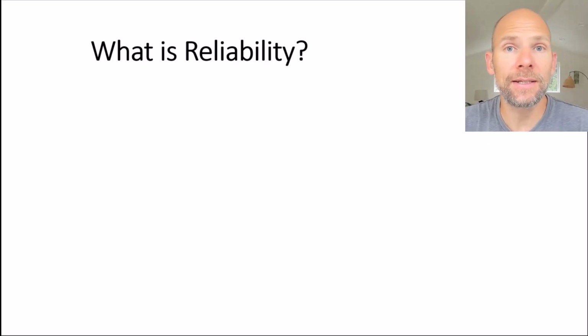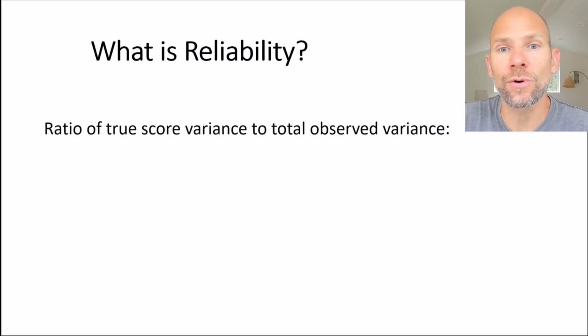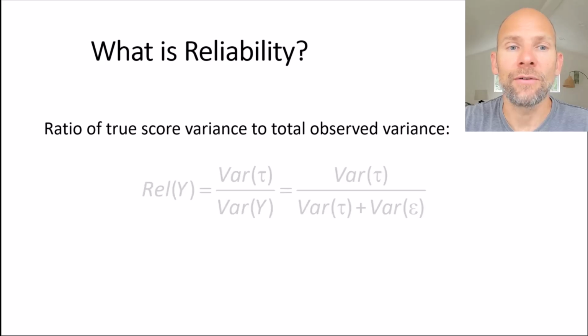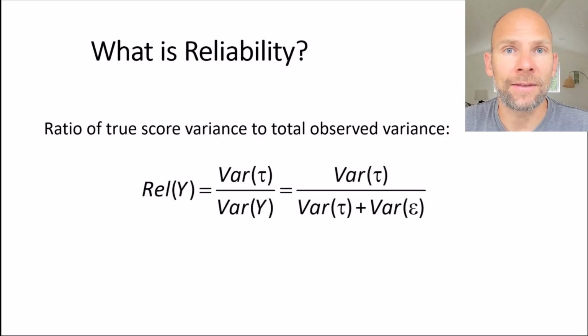Reliability is defined in classical test theory as the ratio of true score variance to total observed variance. In terms of a formula, we could write it like this. The reliability of an observed variable y would be the ratio of the variance of a true score variable tau divided by the variance of y. And according to classical test theory, the variance in the observed scores y can be broken down into true score variance plus error variance.